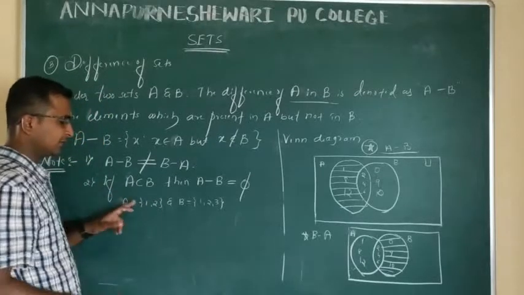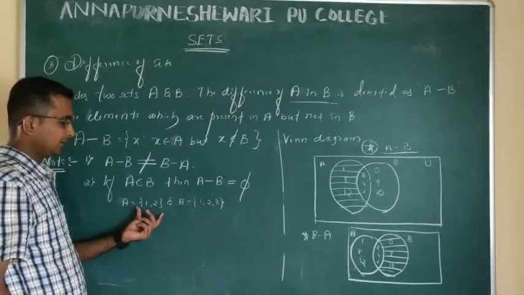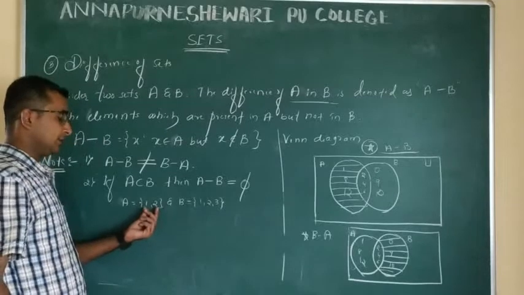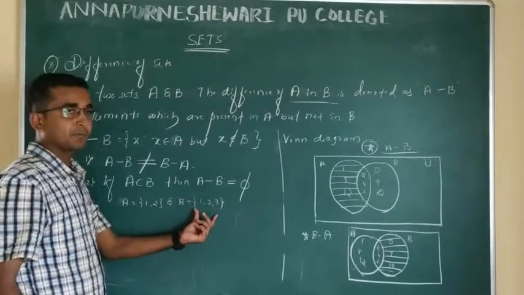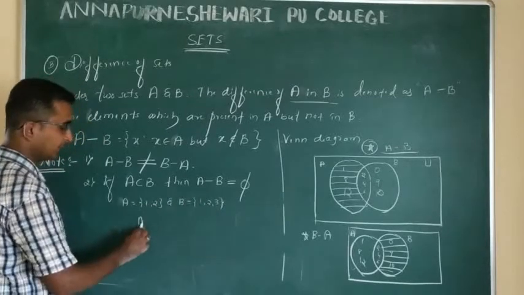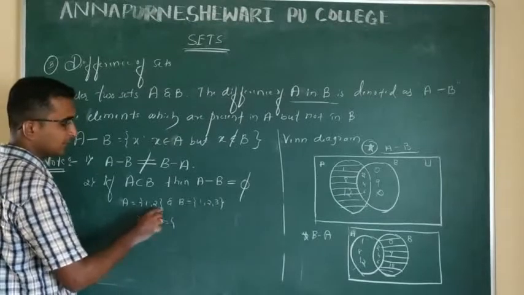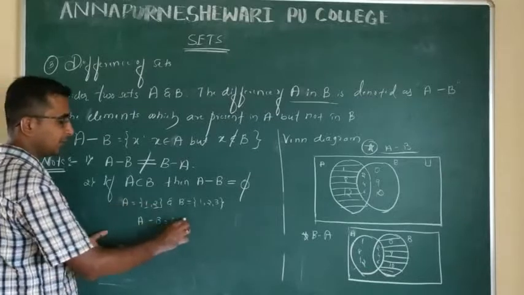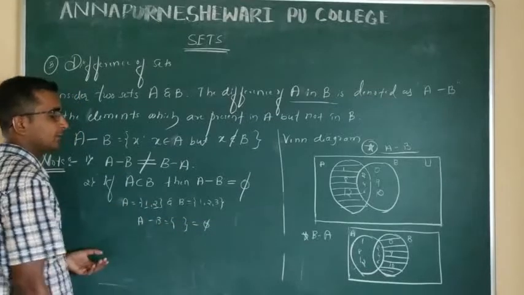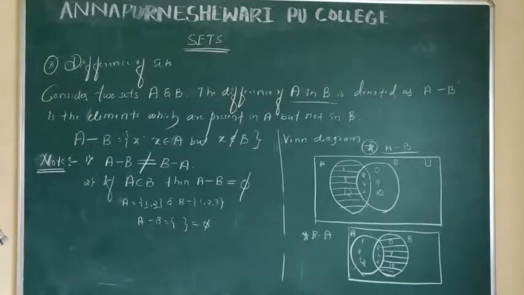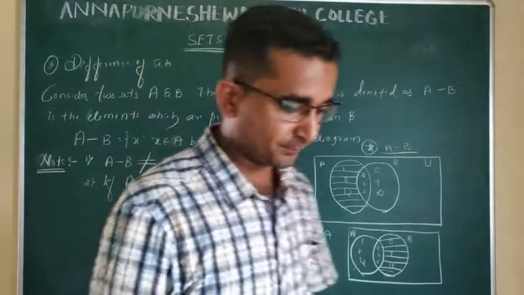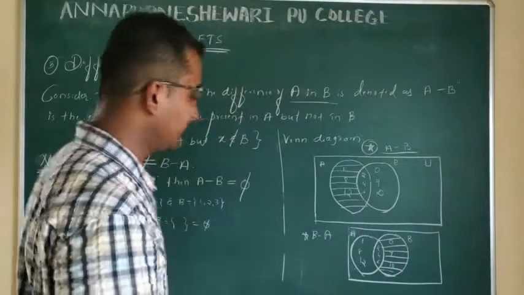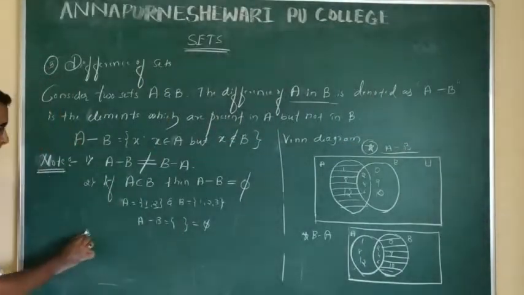When we say that A is a subset of B, all the elements of A are present in B, every element you can take. Since 1, 2 are present in B, A minus B is what? Leave the common elements, then what is left in set A is nothing. So A minus B is the null set. Okay. The third one, if A intersection B is the null set.